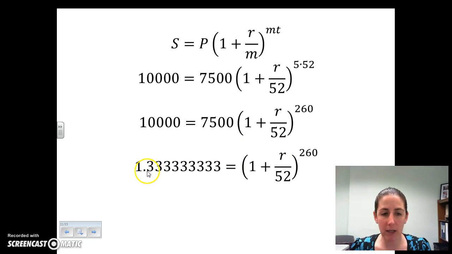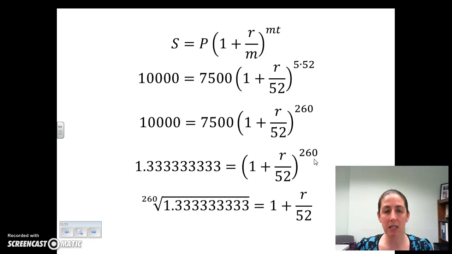So now we have 1.001107... equals (1 plus R over 52) to the 260th power. The next thing we need to get rid of is this 260th power. What's going to undo raising to the 260th power would be taking the 260th root. So we're going to take the 260th root of both sides. So we get the 260th root of 1.001..., and now the 260 goes away, and we're just left with 1 plus R over 52.